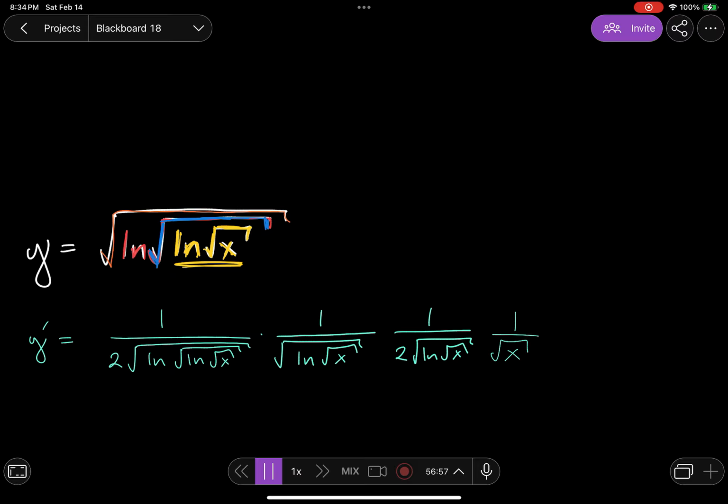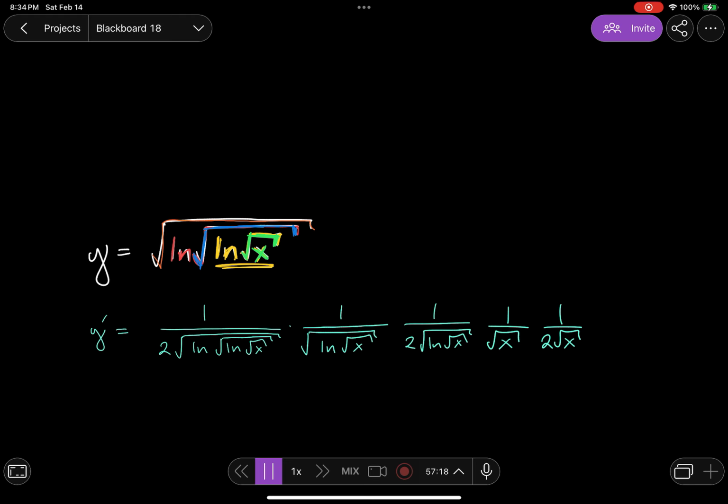And last but not least, I have to multiply by the derivative of the square root of x, in green. But that's hopefully easy enough for everybody in here. That's going to be 1 over 2 root x.